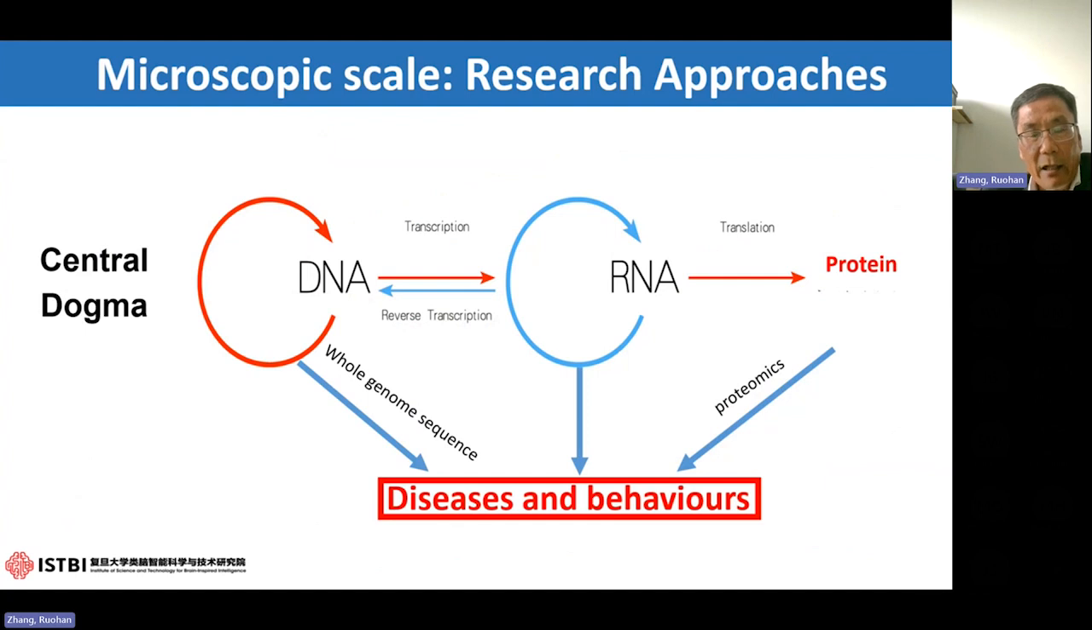Using the data, how to look at it as a disease. Okay, so let me start from some simple cases first. Let me start from microscopic scale data: from DNA and RNA to proteomic data, then look at the disease and the behavior side using all this microscopic data in particular.